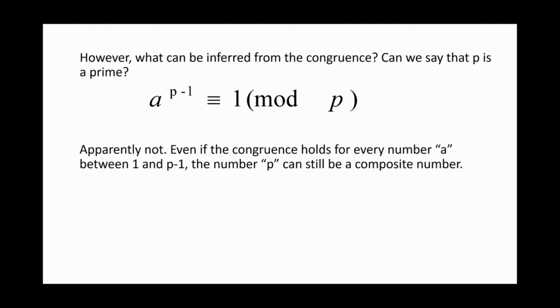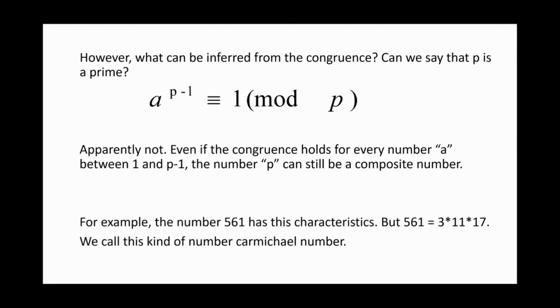Apparently not. Even if the congruence holds for every number a between 1 and p minus 1, the number p can still be a composite number. For example, the number 561 has these characteristics, but 561 is a composite number. We call this kind of number a Carmichael number.